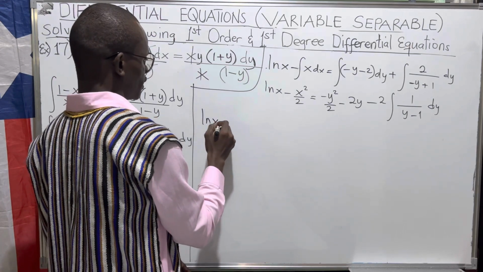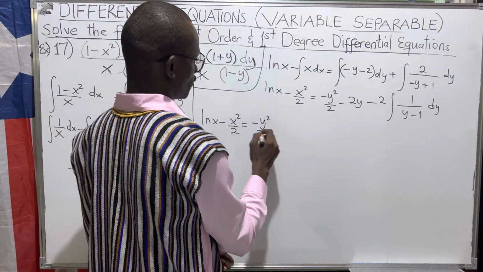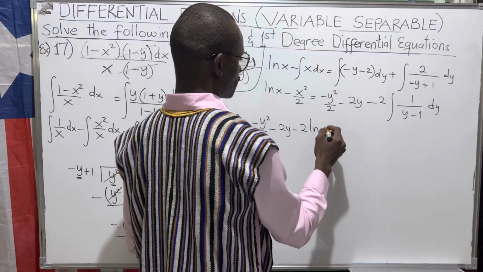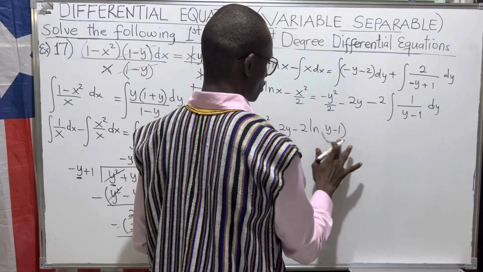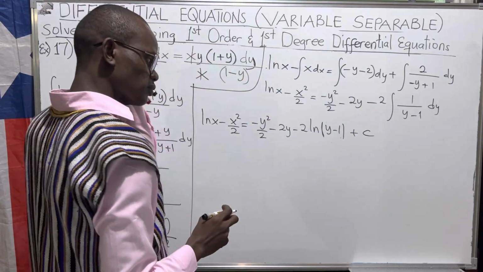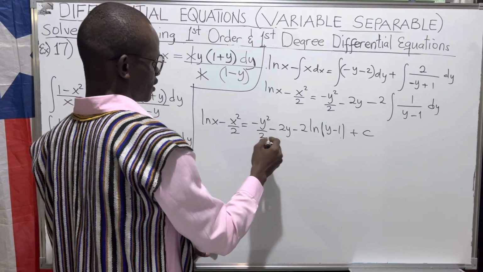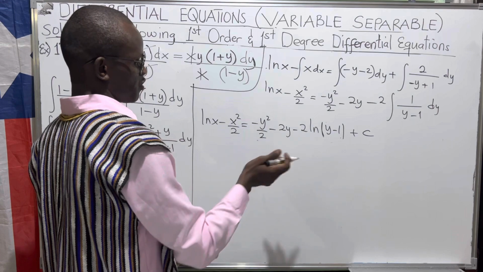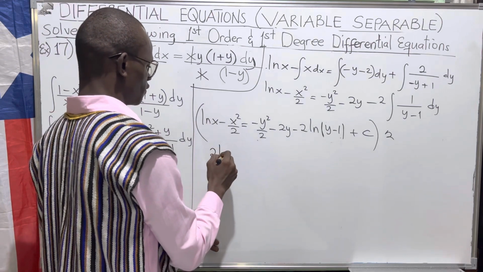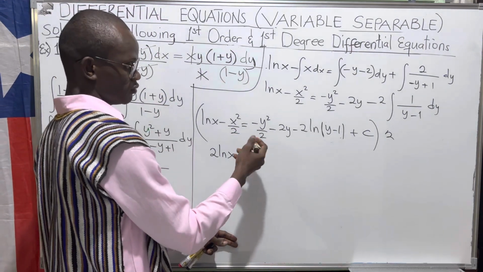So we have the ln of x minus x squared over 2 equals minus y squared over 2 minus 2y minus 2 ln of y minus 1 plus some arbitrary constant. Maybe we can further simplify. Let's get rid of all the denominators, so we multiply all by 2. 2 times this is 2 ln of x minus x squared. You could call this your general solution.